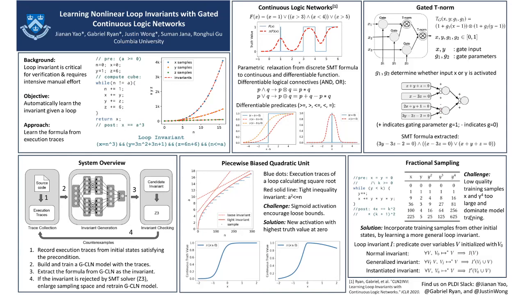Formal verification gives provable guarantee of the correctness of programs and eliminates classes of bugs and vulnerabilities in system software. To verify the correctness of a loop, an invariant is needed. A loop invariant is a formula that holds true before and after each iteration of the loop.